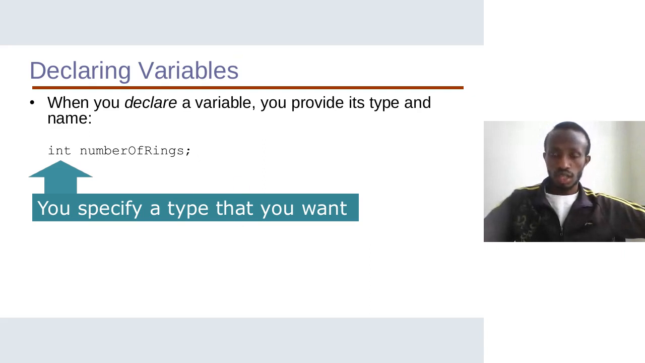So those are the various data types you can use. So in the place where we have specified int, you can replace it with any of the seven primitive data types that we have in Java.